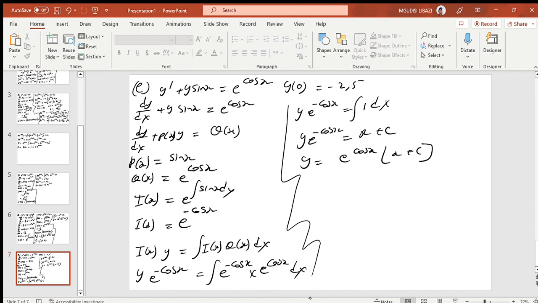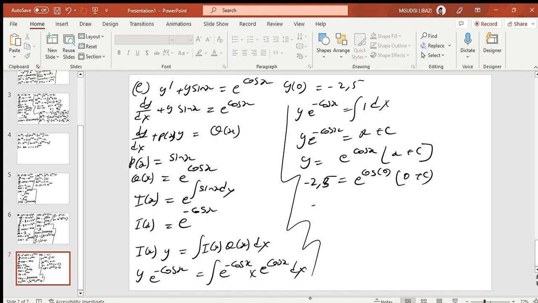That's our solution. So now is substituting the conditions. In place of y is negative 2.5, and then we get e raised to cosine of 0 in place of x, into 0 plus c. So now if we find the cosine of 0, we find it to be 1.